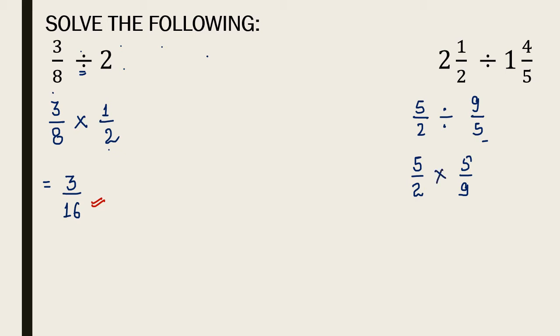Multiply the numerators. 5 into 5, 25, upon denominators 2 into 9, 18. As you can see, this fraction is an improper fraction. So what we will do, we will convert it in mixed fraction. So 1 whole 7 upon 18. This is the answer.